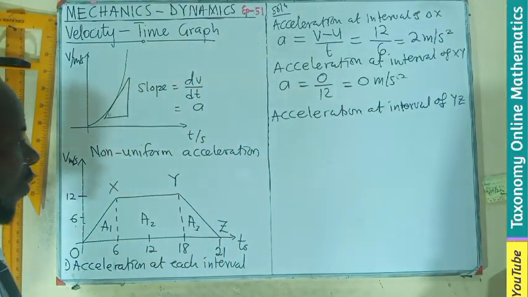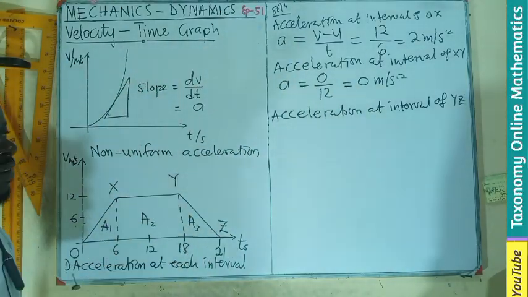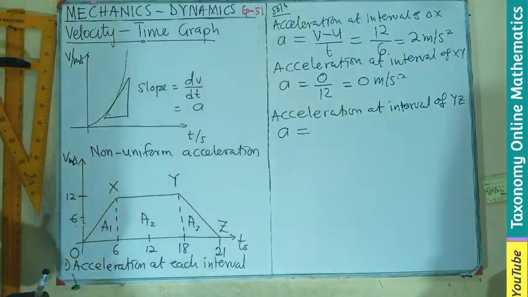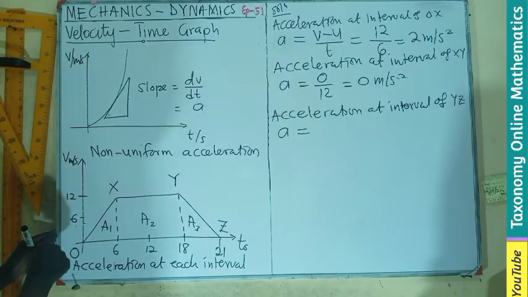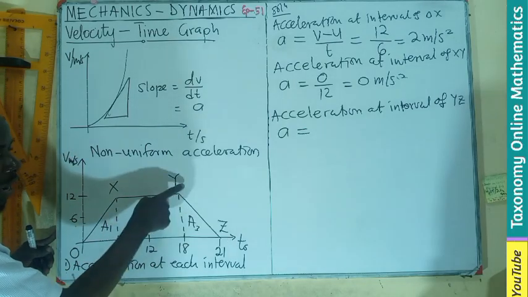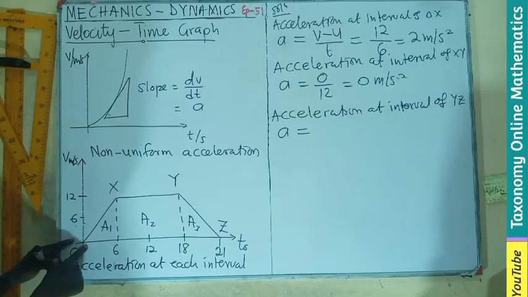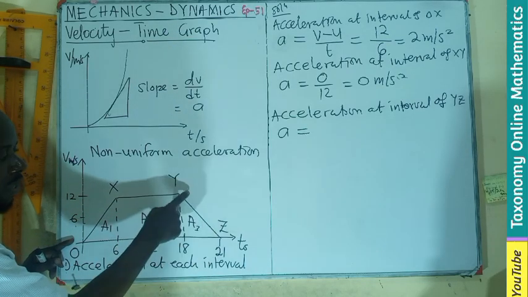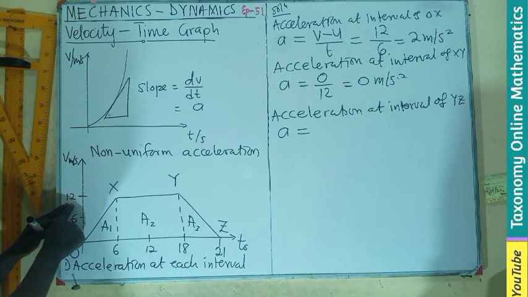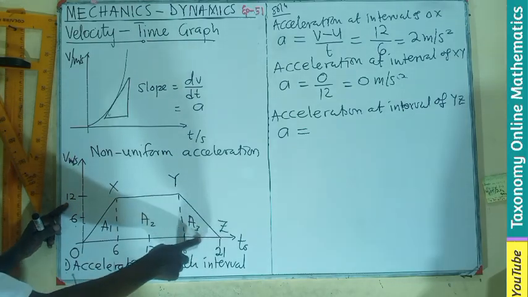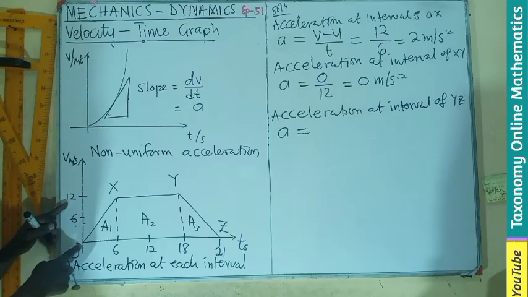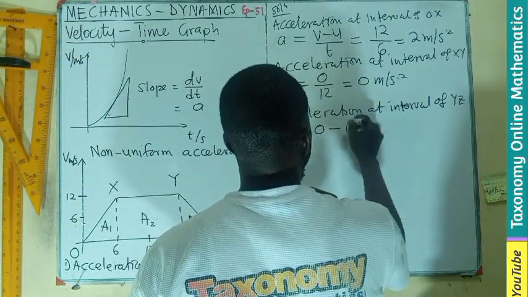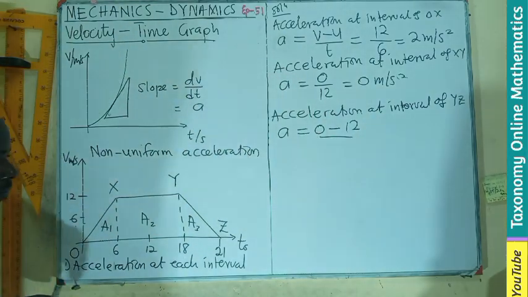So let's get the third one as acceleration, at the interval of YZ. Still remember, your acceleration is equal to the change in velocity. You are beginning from here and moving down. So this is the initial, and this is the final. The final is going to be 0, so I'll have 0 minus 12 divided by the time.